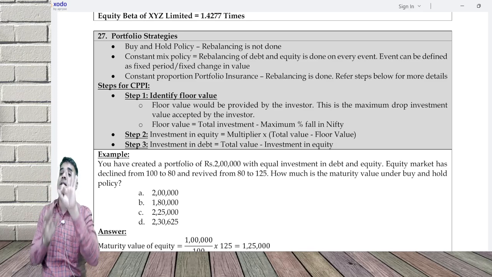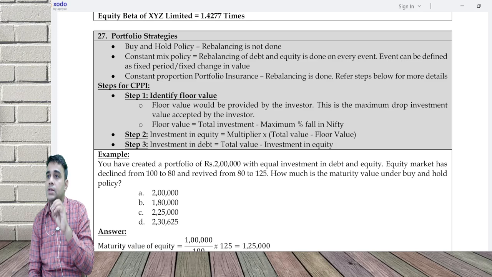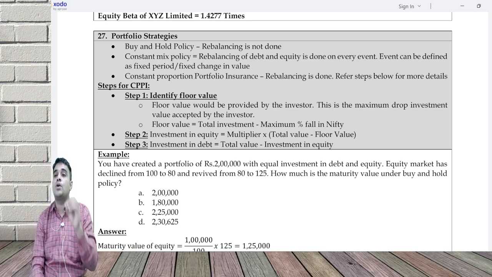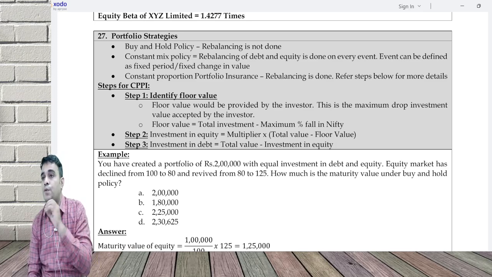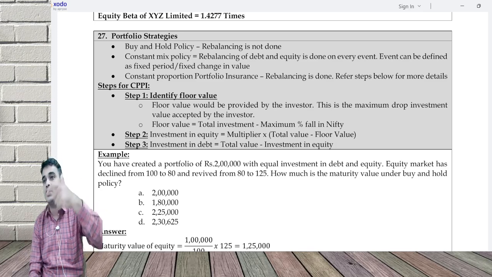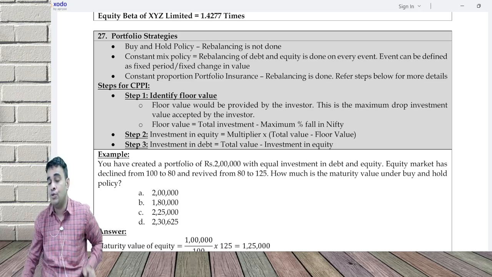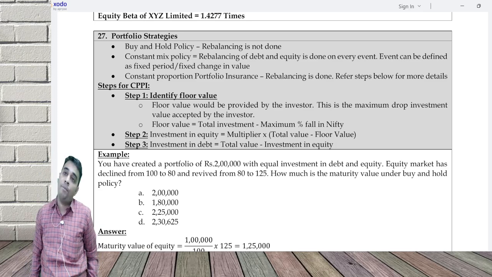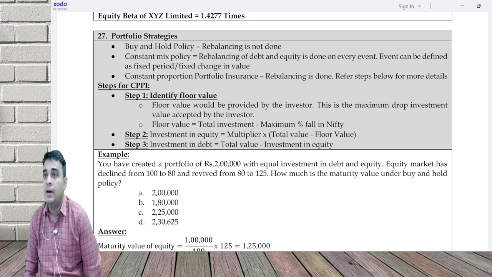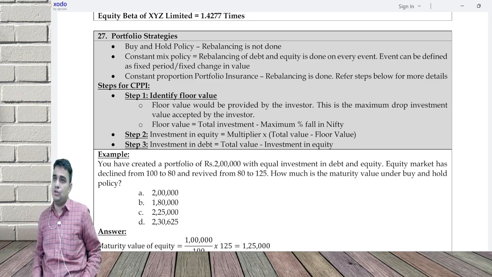Portfolio strategies, we have 3 types of strategy. One is called buy and hold policy. Second is called constant mix policy. Third is called constant proportion portfolio insurance policy. For all these 3 policies, in the theory part, there is a table which says how the returns will fluctuate in an up market and in a down market. It can come as a theory MCQ, because some strategies do well in an up market, some strategies do well in a down market. Buy and hold is very simple. Buy, don't make any changes.